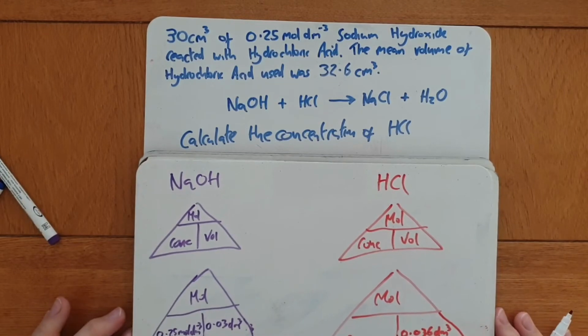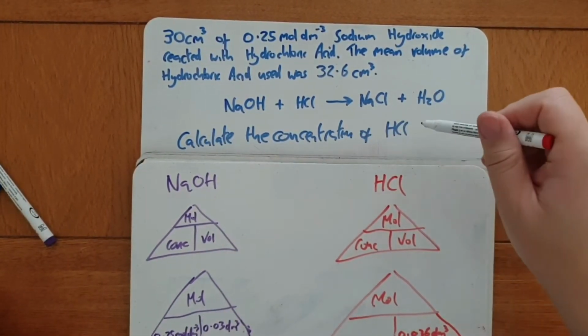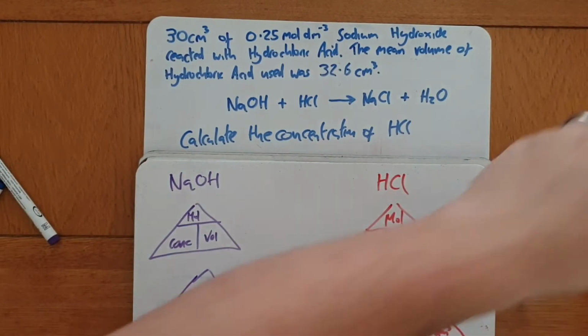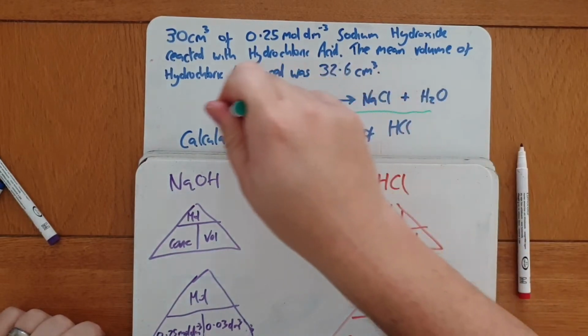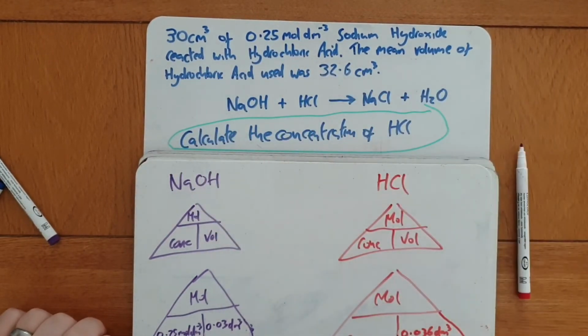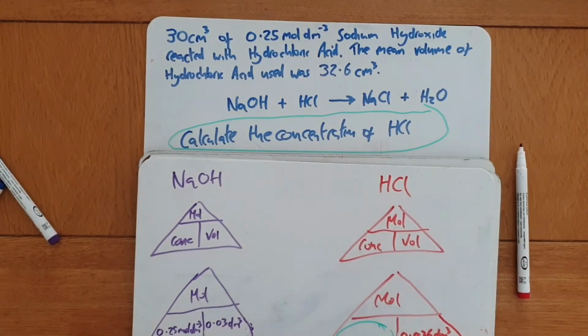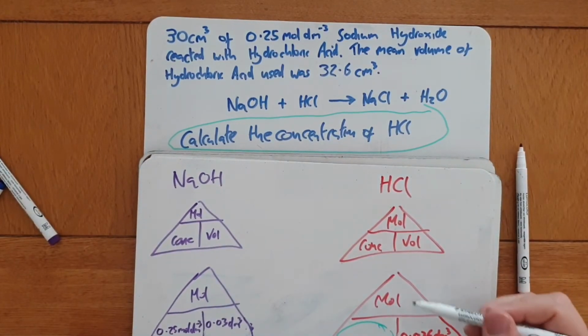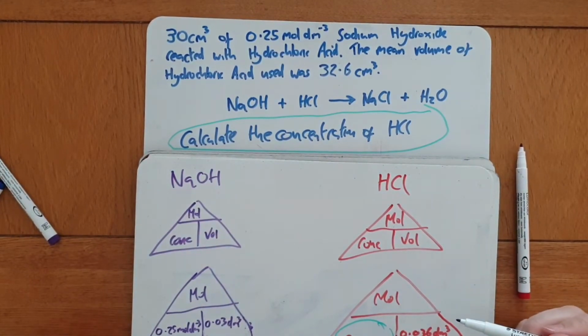Then we go back to look at the question. What is the question actually asking us? The question wants to know the concentration of HCl. Let's get all the colour pens out. The question is asking us the concentration of HCl. That is here, concentration of HCl. We can't work out at the moment because we need to know the moles. That's an issue. But what do we know?